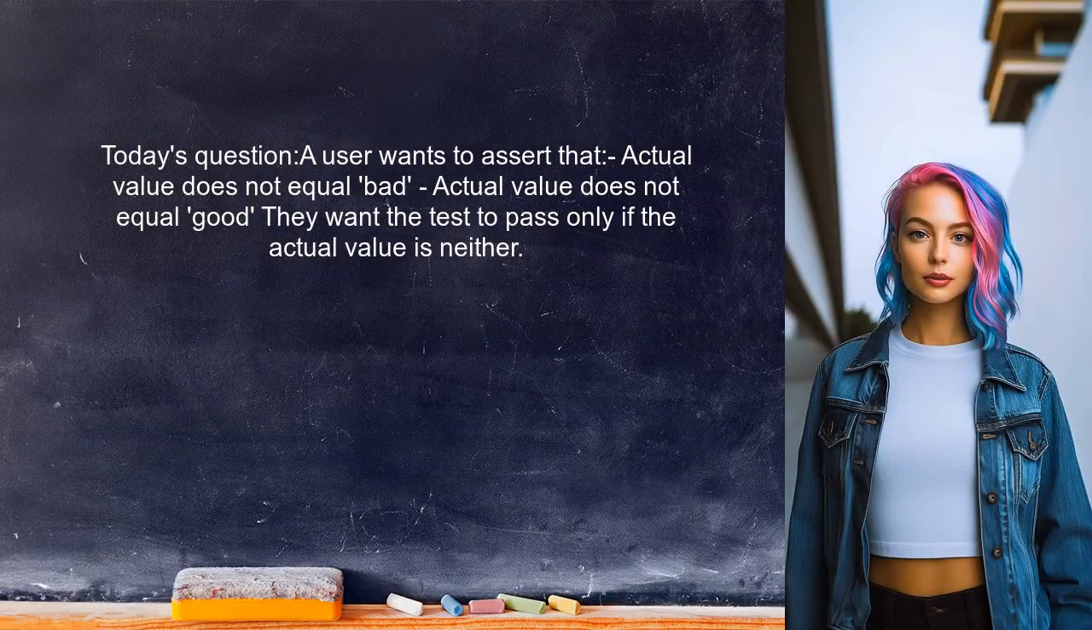Here's the specific question we have today. A user wants to assert that an actual value, the first argument in the assertThat method, does not equal two specified values, bad and good. They want the test to pass only if the actual value is neither bad nor good. Sounds tricky, right? Let's unpack this.